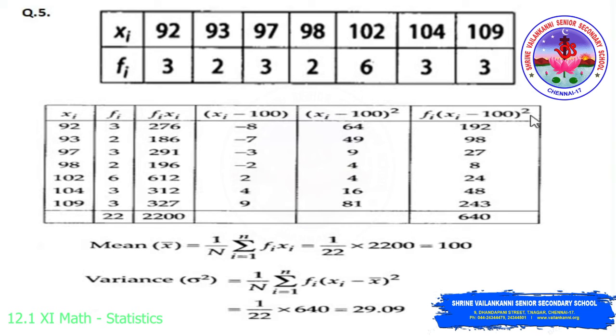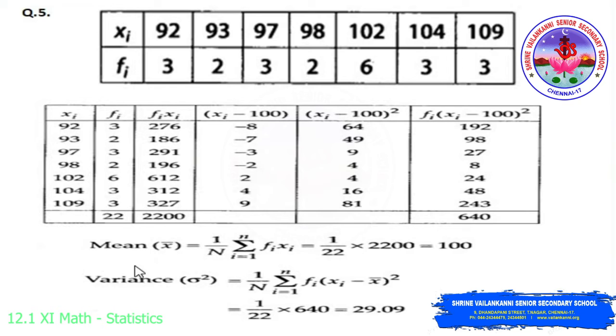Then fi into xi minus 100 whole square. Here fi we have 3. So 3 into 64, which is 192. Then 2 into 49, we get 98. 3 into 9, we get 27. Then 2 into 4, which is 8. 6 into 4, 24. 3 into 16, we get 48. Then 3 into 81, we get 243. So the sum of these is 640. When we add all these values, we get 640.